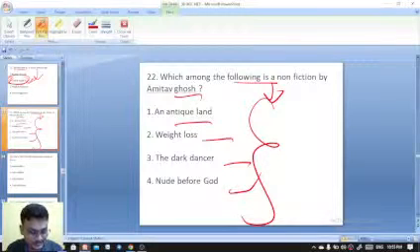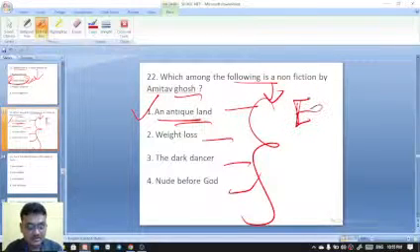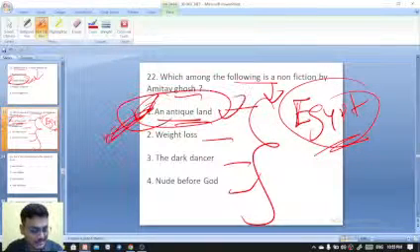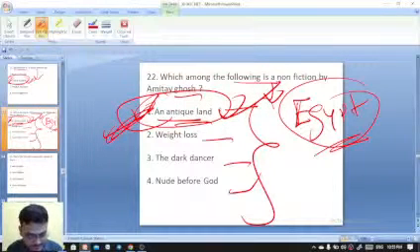Exactly, Sucharita. Fantastic. In an Antique Land, that is set in Egypt. Egypt. A non-fictional work by Amitav Ghosh. Remember, In an Antique Land is the non-fictional work by Amitav Ghosh, set in Egypt. Excellent.